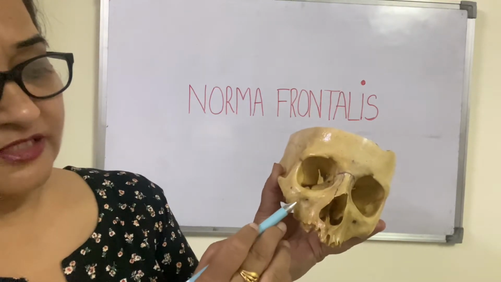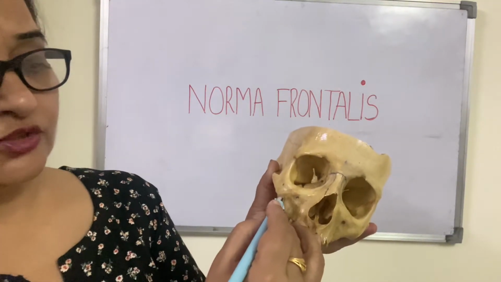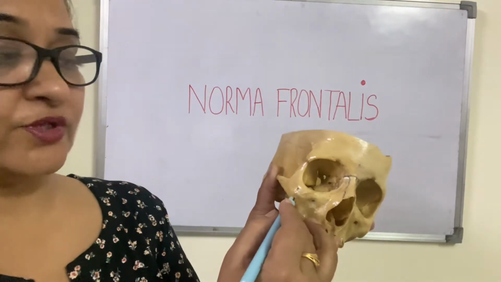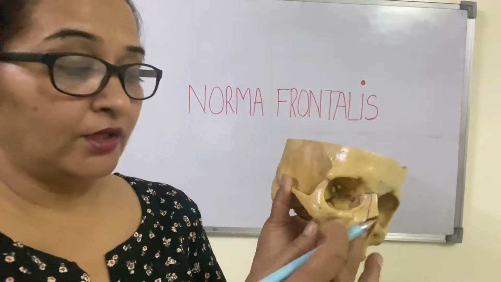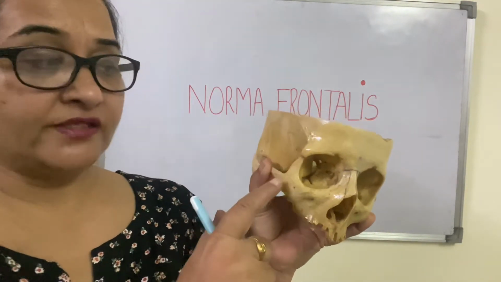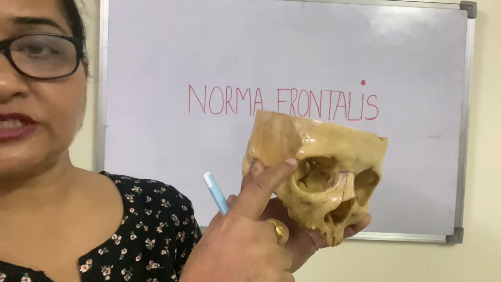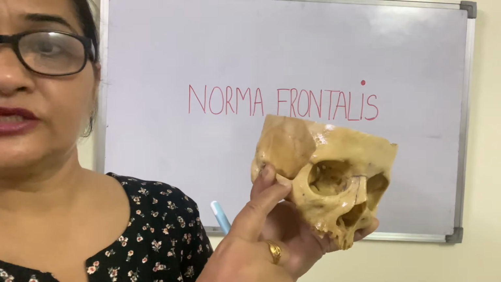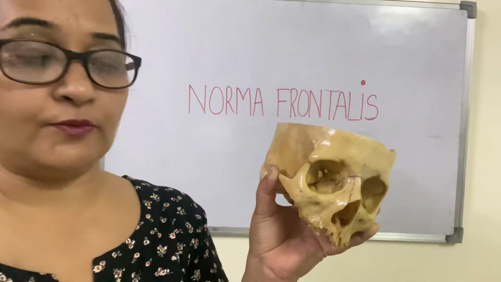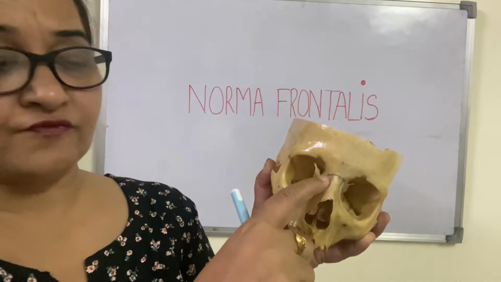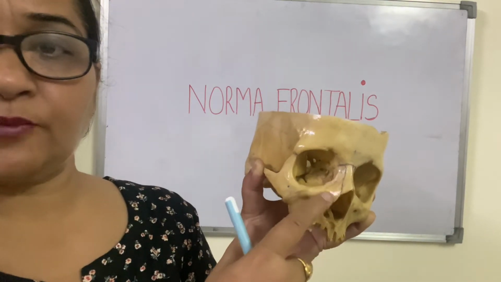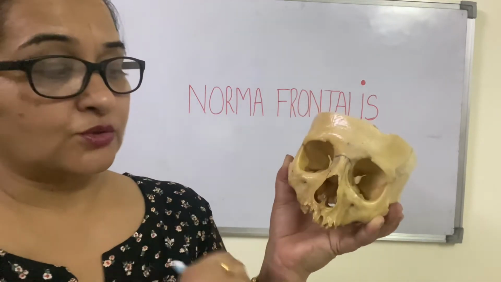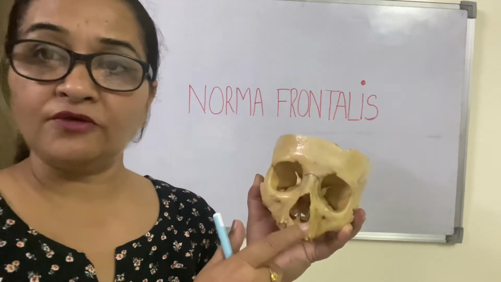as the maxilla has a process going towards the zygomatic bone, this is the process of the zygomatic bone towards the maxilla. This is known as the maxillary process of the zygomatic bone. Now, if we see the zygomatic bone, it has three processes. One is the frontal process, another is the maxillary process, third is the temporal process. So these are the three processes of the zygomatic bone. And if we see the maxilla, it has the frontal process, the zygomatic process, and the alveolar process. So this is all about the norma frontalis.